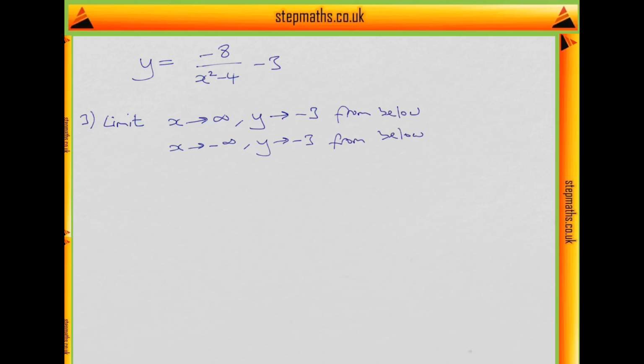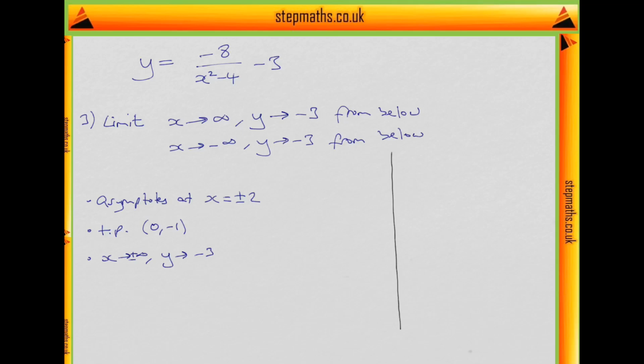So now we have asymptotes at x equals plus and minus 2. We have a turning point at 0, minus 1. And we have, as x tends to infinity, y tends to minus 3. In fact, plus or minus infinity. So we can now start to sketch our graph. So let's draw some axes on.